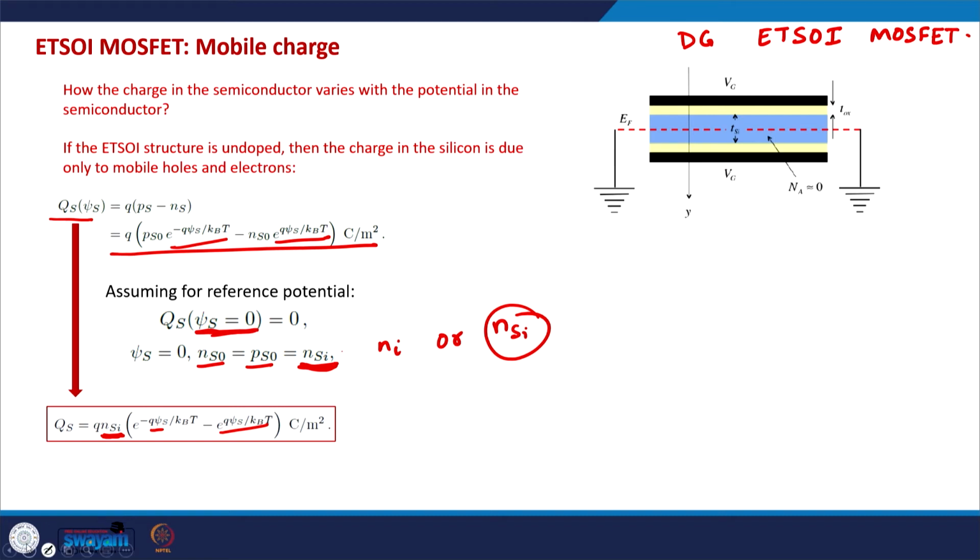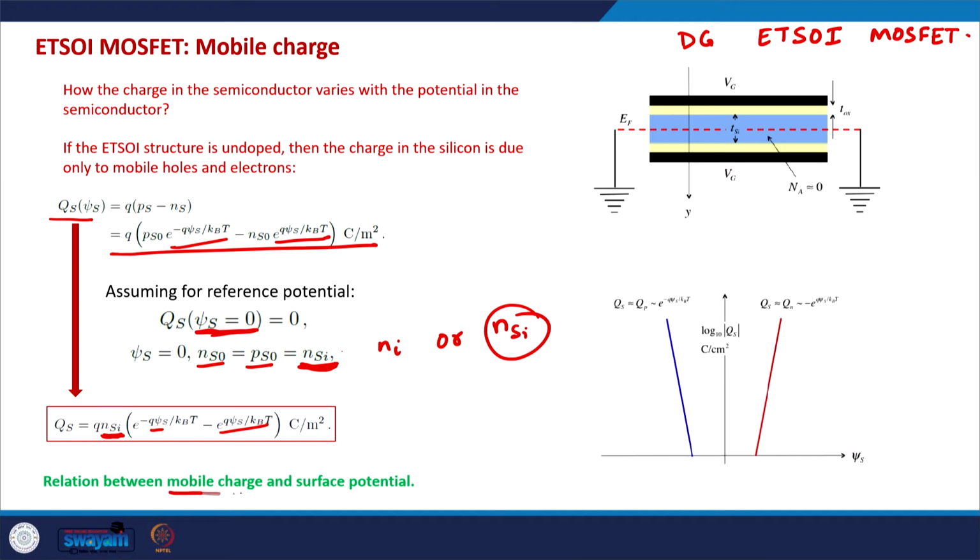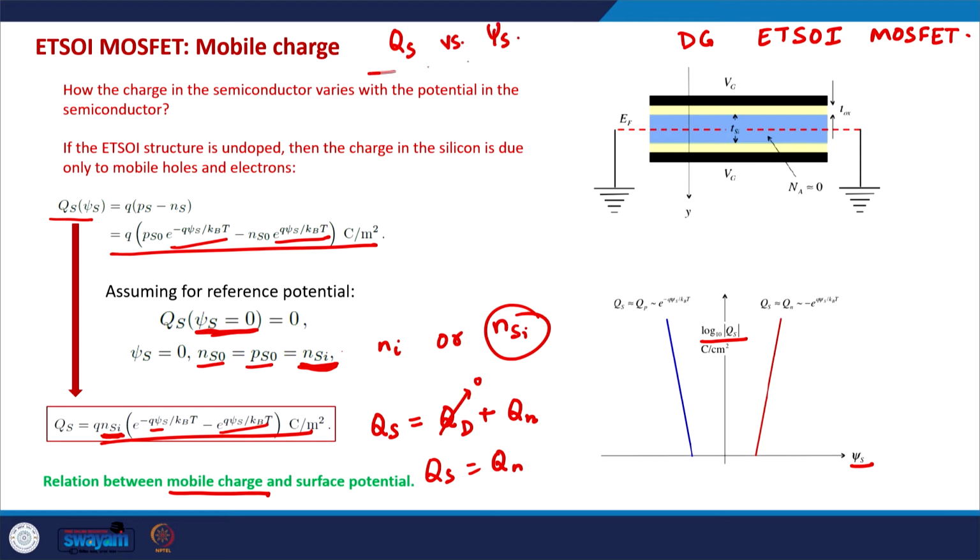Now if we draw a relationship for the mobile charge, which is essentially the total semiconductor charge, then if you recall, the total semiconductor charge is the depletion charge plus the mobile charge. In this case the depletion charge is not there, so Qs is equal to Qn, and that is equal to this number. And if we plot log Qs as a function of psi s, which means we want to understand the dependency of the semiconductor charge on the semiconductor surface potential, that looks like this.